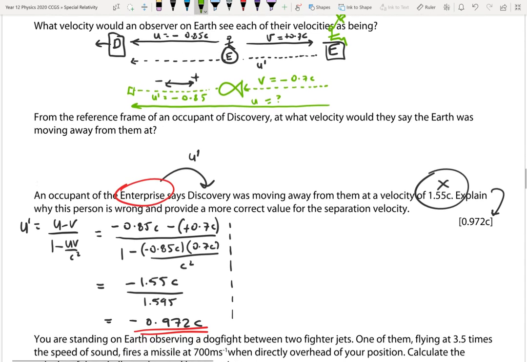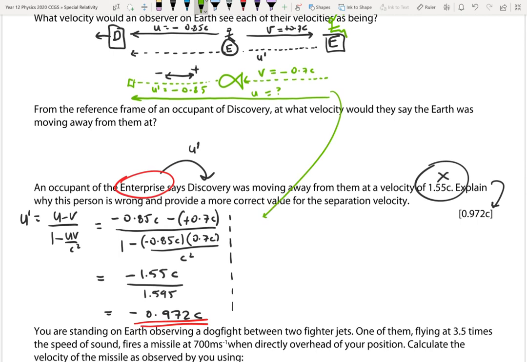So now I can use the other equation that's in the data sheet. You don't need to do this. I just want you to do both, and then use whichever one you're confident with.